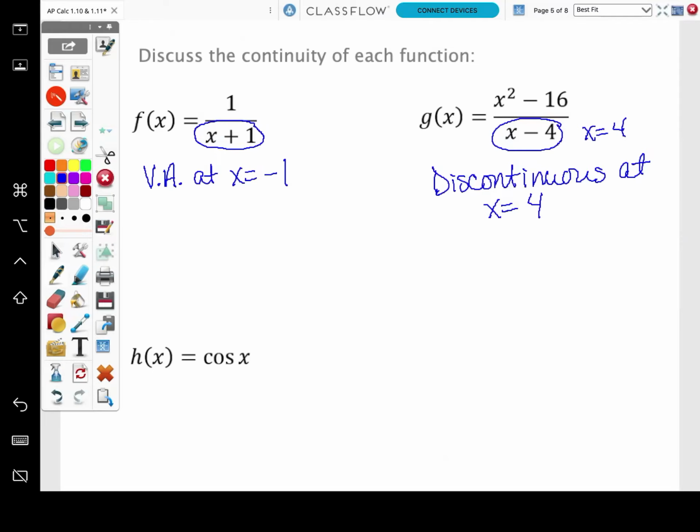Well, knowing what we know about functions again, our numerator is factorable as a difference of squares, so x plus 4 times x minus 4. And when those two things cancel out like the x minus 4's do, that's how we know it is a removable discontinuity or a hole. In calculus, we do call them removable discontinuities, so get used to kind of changing your vocabulary a little bit.